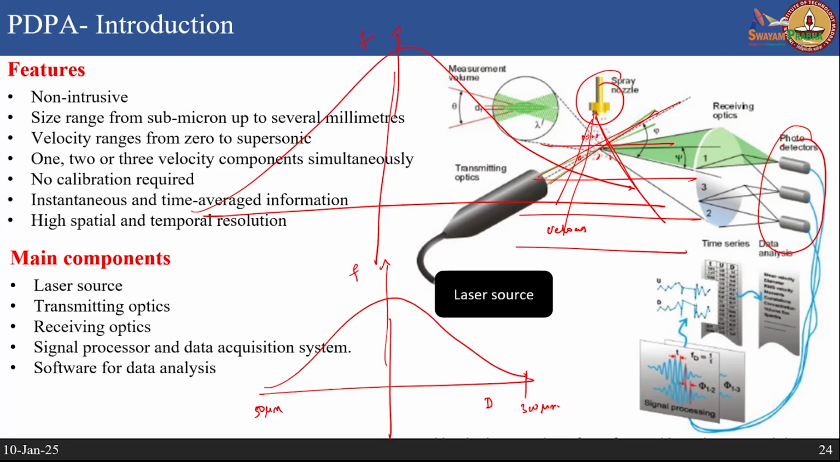And what will you do with this distribution? You calculate what is called the Sauter mean diameter, which is a kind of mean diameter that is generally used in spray distribution.